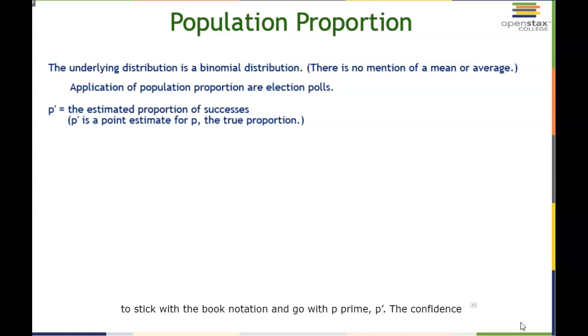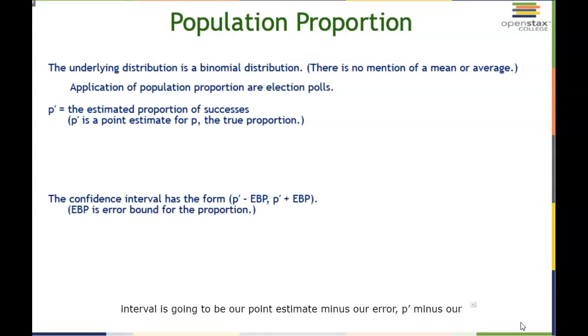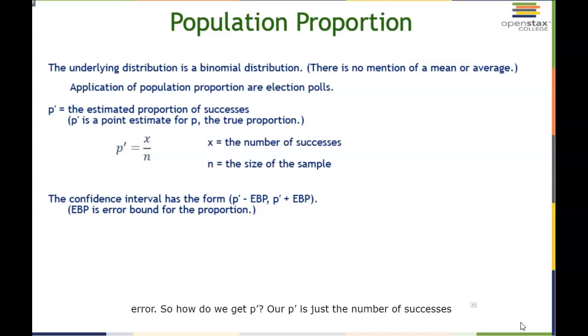So the confidence interval is going to be our point estimate minus our error. P prime minus our error bound proportion, so EBP instead of EBM, and P prime plus our error. So how do we get P prime? Well, P prime is just the number of successes, X, over N. So X divided by N.